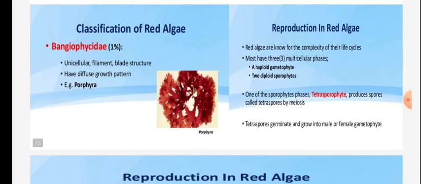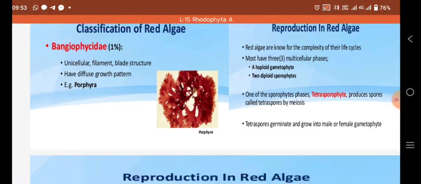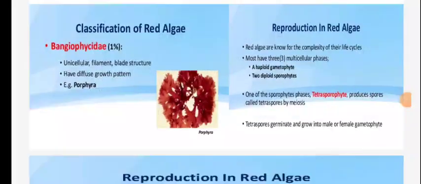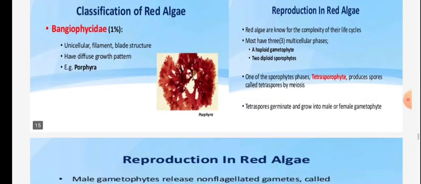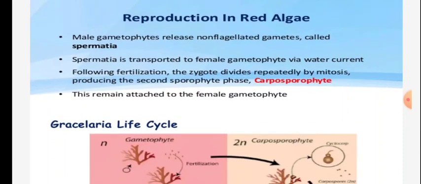Then in the classification of red algae, Bangiophyceae, they show the example Porphyra. You see the nature of Porphyra already. They show diffuse growth and are filamentous. Then there is the red algae. Some members like the tetrasporophyte are produced. Then reproduction in the algae, already we know. There are the male gametes called spermatia, and the female is called carpogonia.